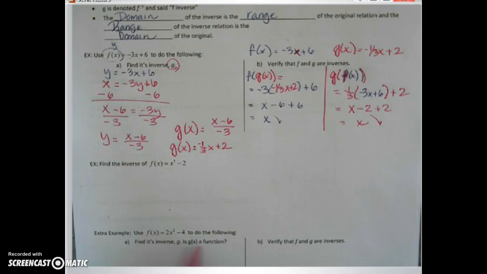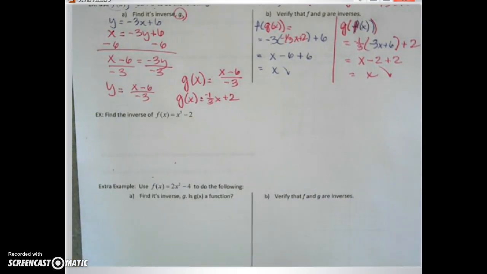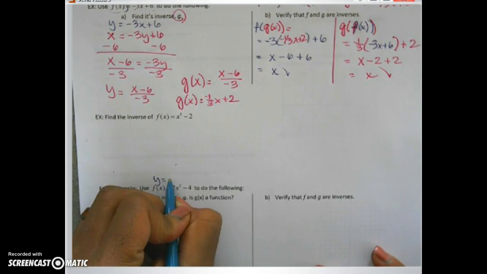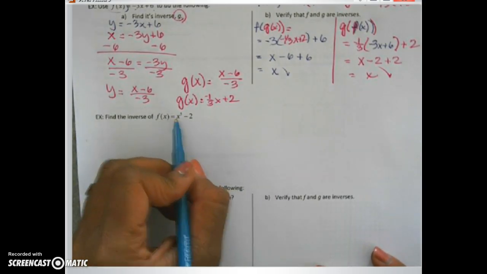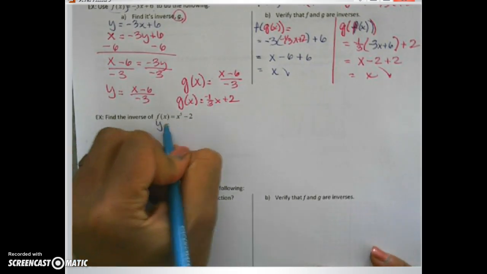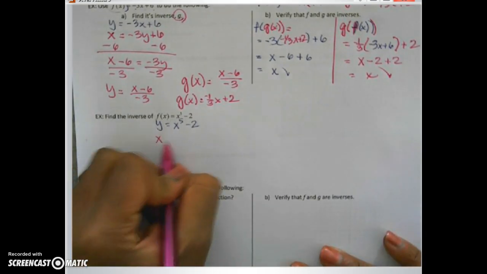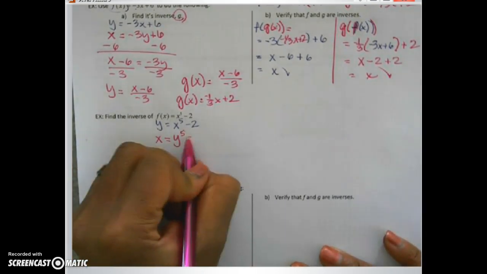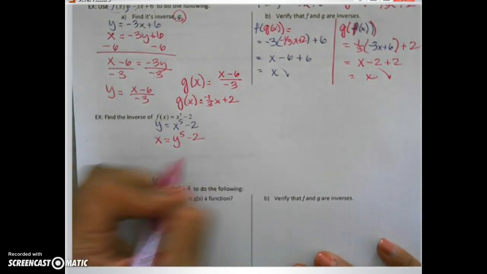Use this function now to do the following. Find its inverse g. And then they're going to ask us, is g of x a function or not? So first steps. I'm going to go ahead and replace that and make this be y equals, oh, just kidding, I'm skipping stuff. Find the inverse of f of x equals x to the 5th minus 2. So y equals x to the 5th minus 2, and then switch. X equals y to the fifth minus 2. First thing, switch your x and y. Second thing, solve for y. And that's how you get your inverse.